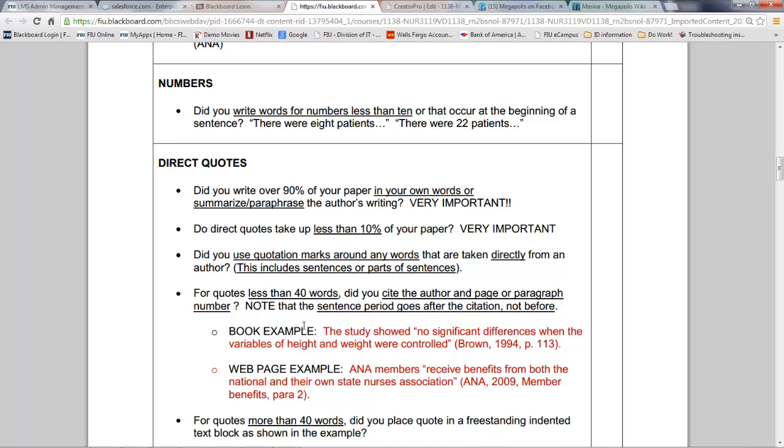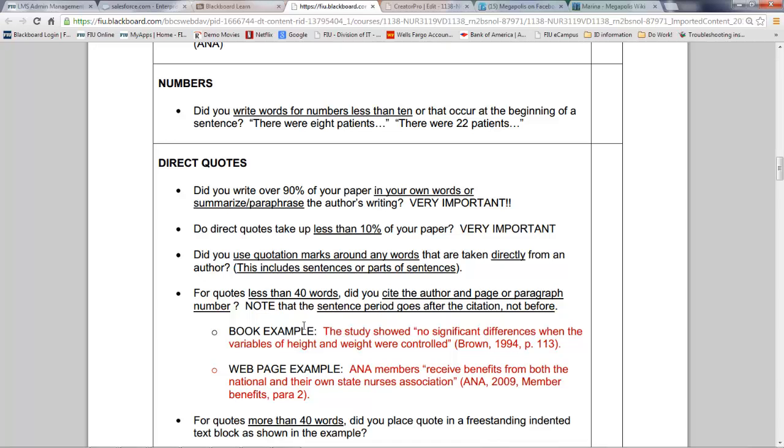If a source is cited in the text of the paper, the source should also be found in the reference page. There is an exception, however. Personal communication should be found in the in-text citation. However, it is not included in the reference page because personal communications are not retrievable. There is a format on how to cite personal communication, and that is found on page 179 of the APA manual.